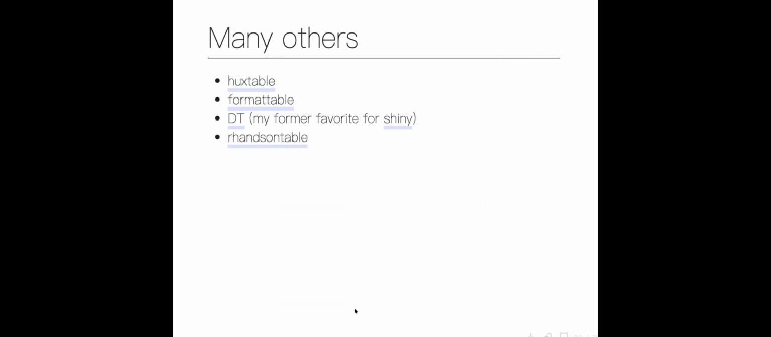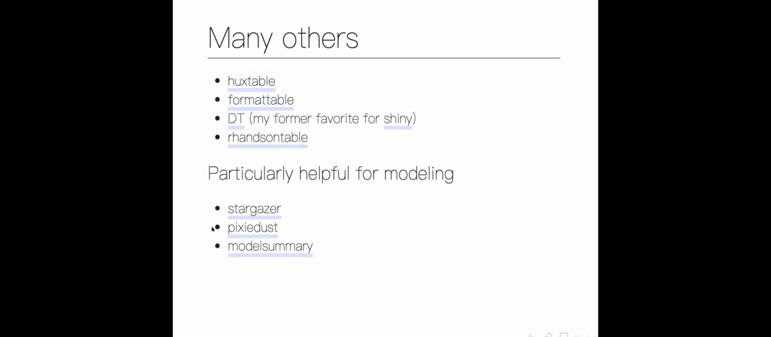All right, there's also many others, way too many for me to cover here. So there's huxtable, which is pretty nice. formattable, DT. DT is another RStudio one. It used to be my favorite for Shiny, but now my favorite is reactable, which we'll talk about next. There's also rhandsontable. I always want to say R handsome table, which I think would also be a good name. For modeling in particular, there are stargazer, pixiedust, and modelsummary, which are pretty nice, where they will take a model object and automatically create a table for you.